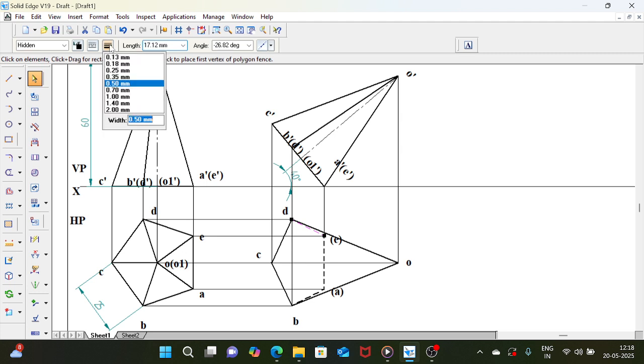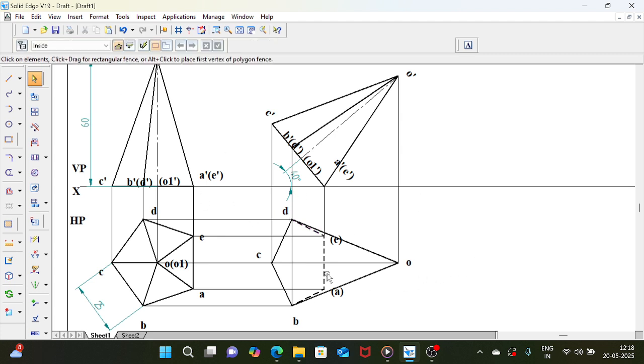And also you change this thickness. In your case, you change it to 0.5. Because my screen resolution is more, I am changing to 1 mm. Again, as I told you, when you see from the top, the base is facing the plane. Only boundaries of the base are visible. Inside line should be hidden.